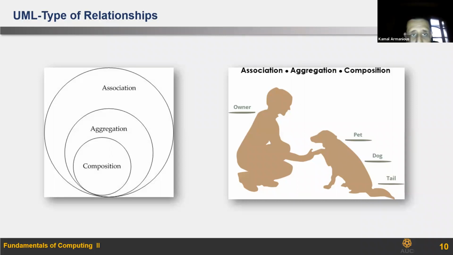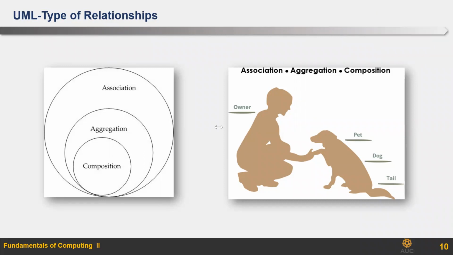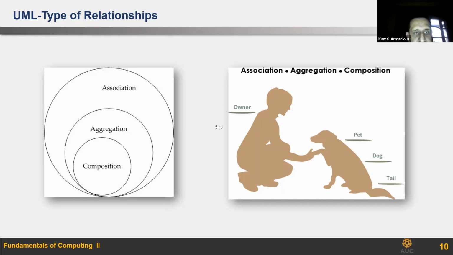Yes, let me see some stuff. Ghada, the human and the arm, is it aggregation or composition? It's aggregation. Thank you, Ghada. Correct. Yasin, aggregation, the library and the books. Great, Yasin. Under composition, car and motor.